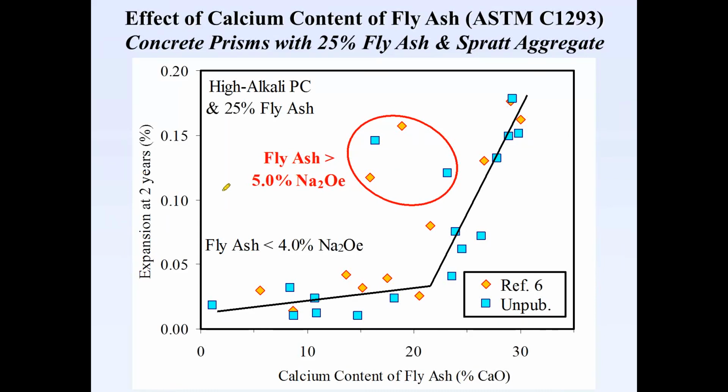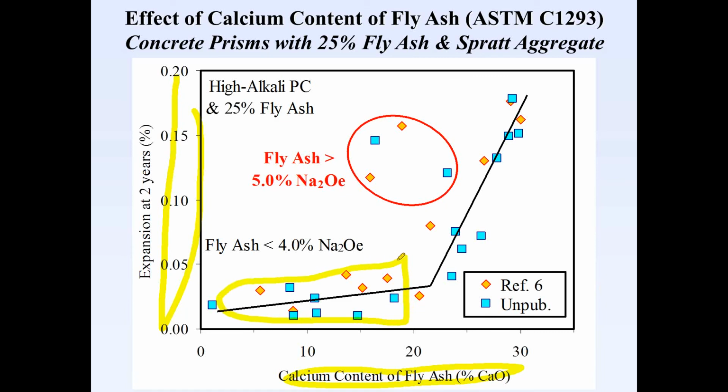This graph actually shows things plotted in a slightly different way. We now have expansion at 2 years, plotted as a function of the calcium content of the fly ash. And what we can see is the fly ashes that were considered to be class F, fly ashes with typically less than 20% calcium oxide, are all relatively effective at this 25% replacement level, but as the calcium content increases above 20%, we can see the ability of a fly ash to control alkali silica reaction diminishes.